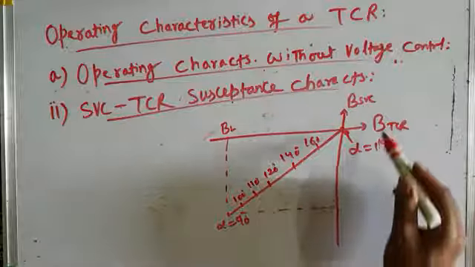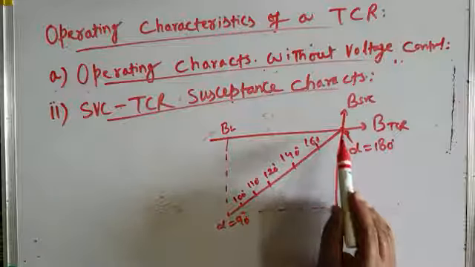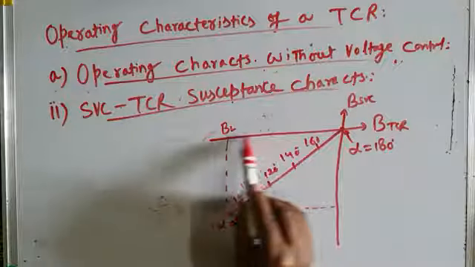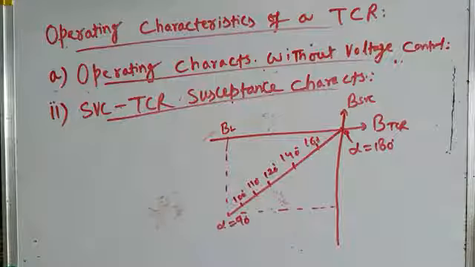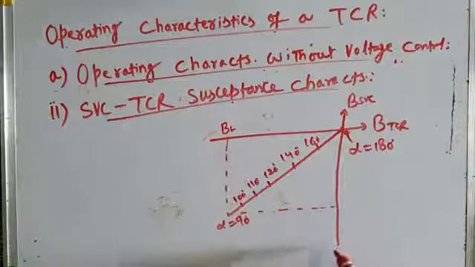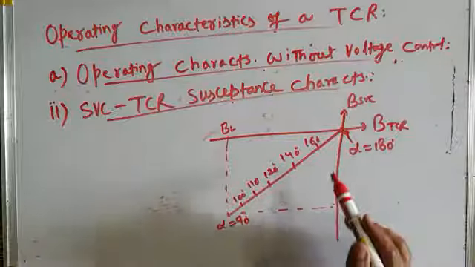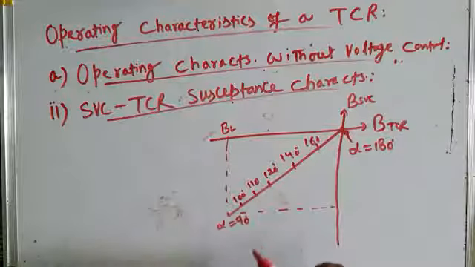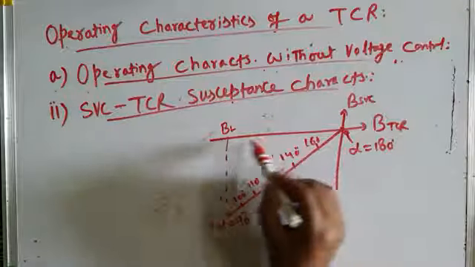If only TCR is connected in the SVC. Another thing you can see here is that the TCR susceptance I am showing is negative. This is the TCR susceptance, negative. Hence SVC susceptance also becomes negative if only TCR is connected, if no capacitor bank is connected. It is because TCR absorbs reactive power, it does not generate reactive power. Hence its susceptance is treated as negative.